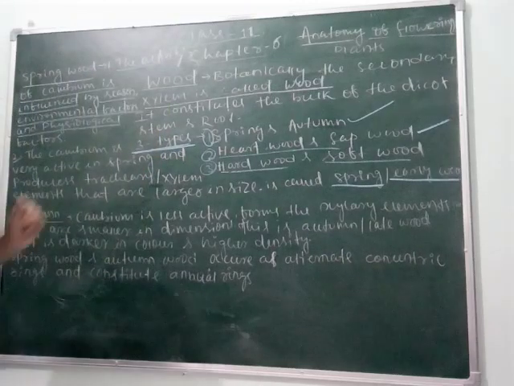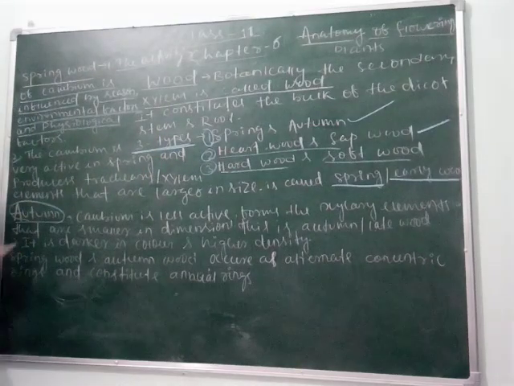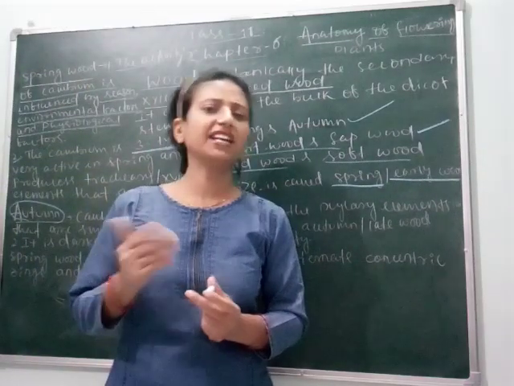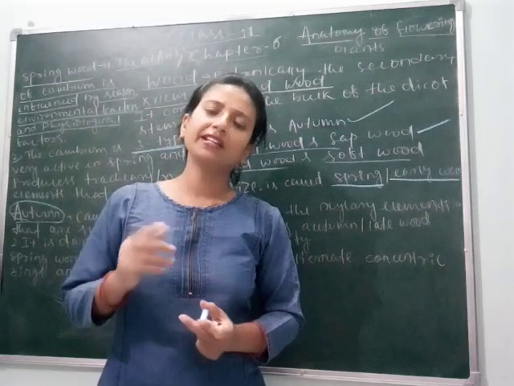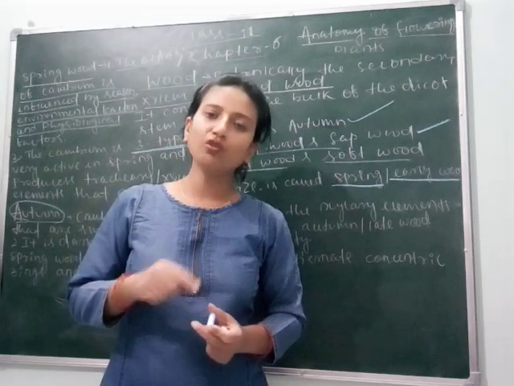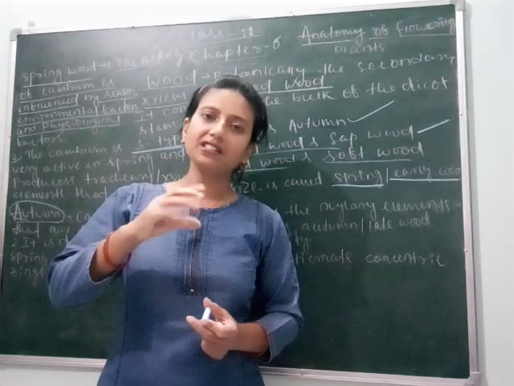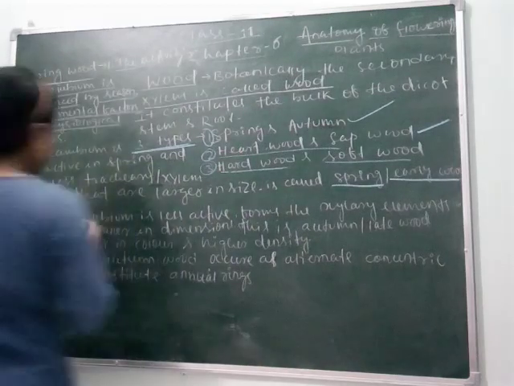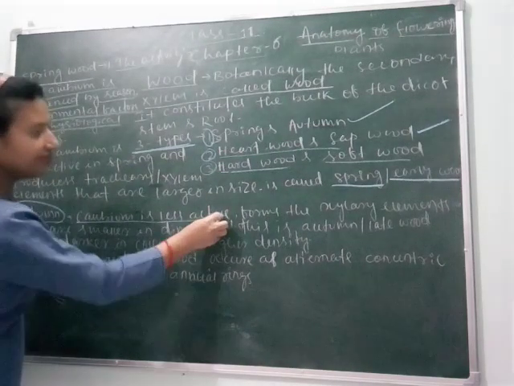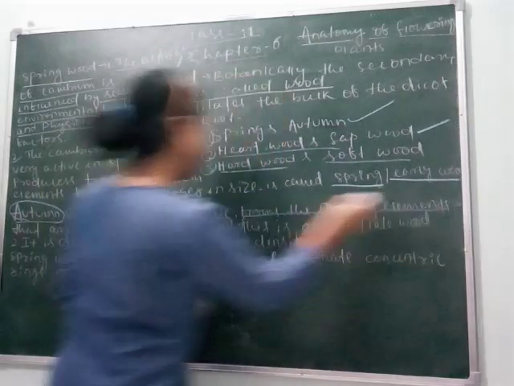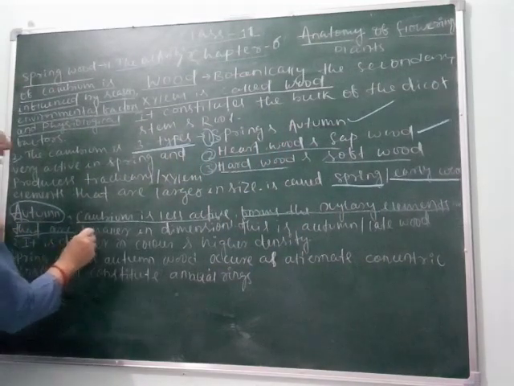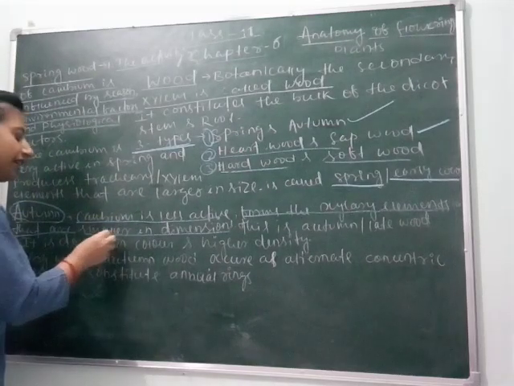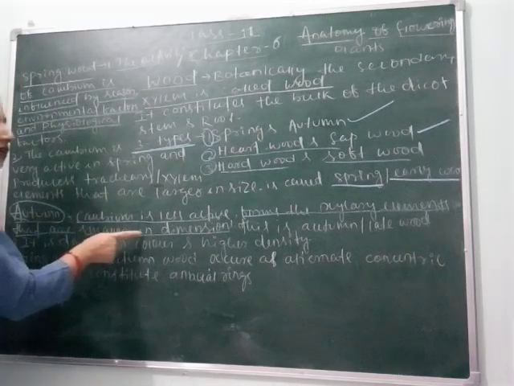Clear? Next, let's see autumn wood. Here the cambium is less active. Autumn means just before winter, we can say winter. During winter the cambial activity decreases. It is dark in color and has less dimension. Clear, students? Cambium is less active and forms xylary elements that are smaller in dimension. In case of spring wood it is larger in dimension, but in case of autumn wood it is smaller in dimension.